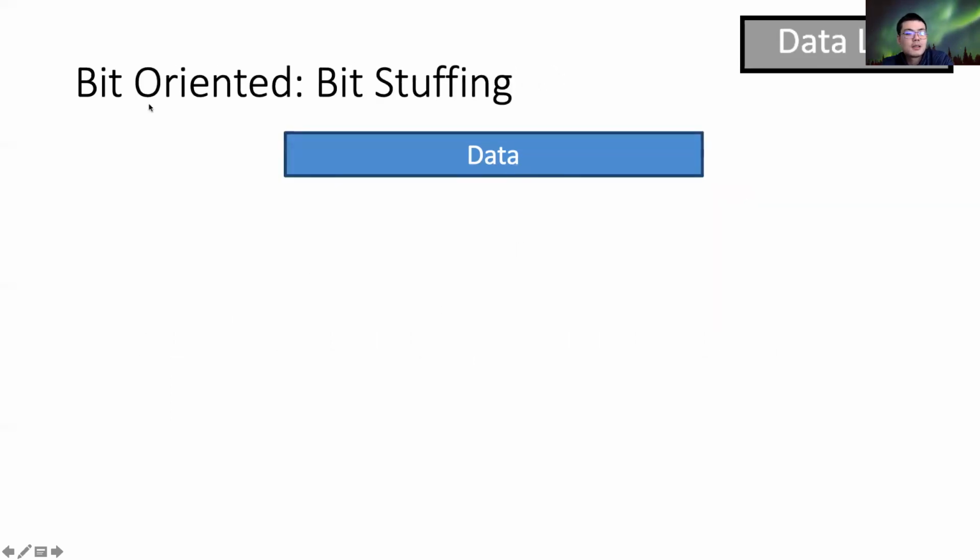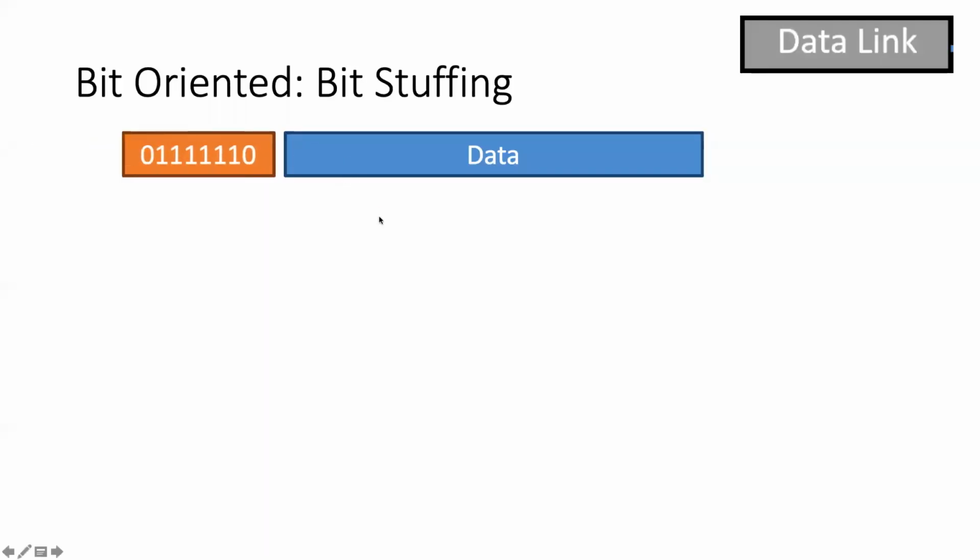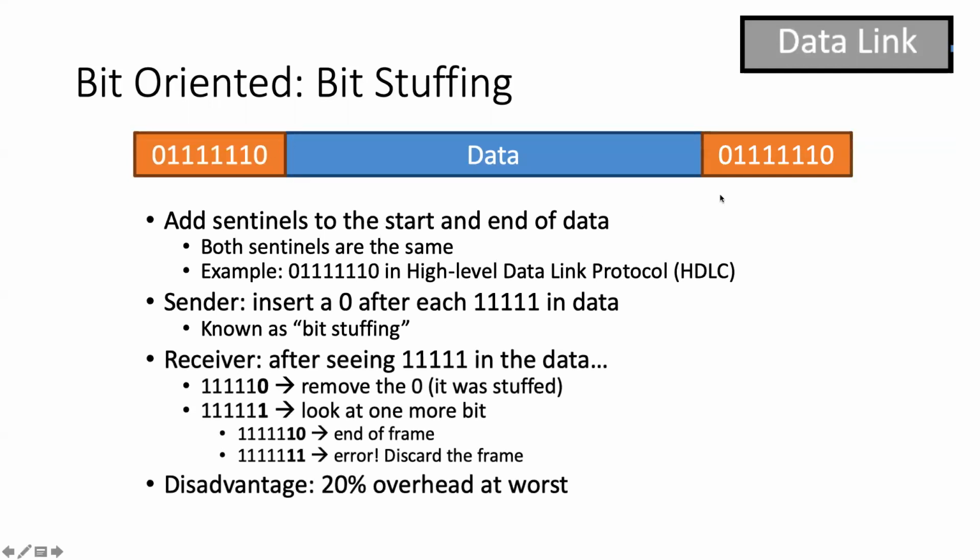The second scheme is called the bit-oriented scheme, which is bit stuffing. In this scheme, we also have those sentinels, and in this case the sentinel will have 6 ones. As long as you can guarantee that in the middle of the data you don't have 6 consecutive ones, then that's fine. So whenever there are 5 ones, you add a 0. There are some additional details that you can look at.